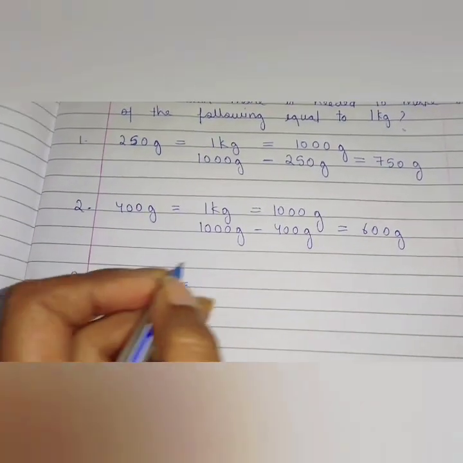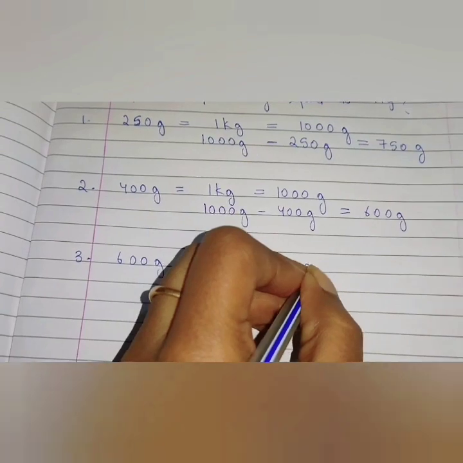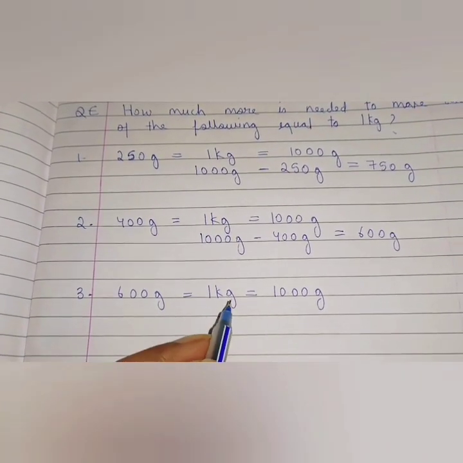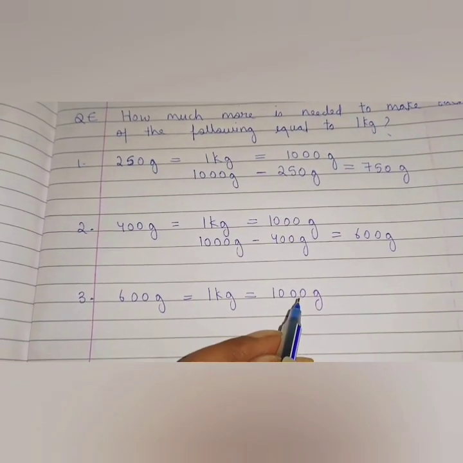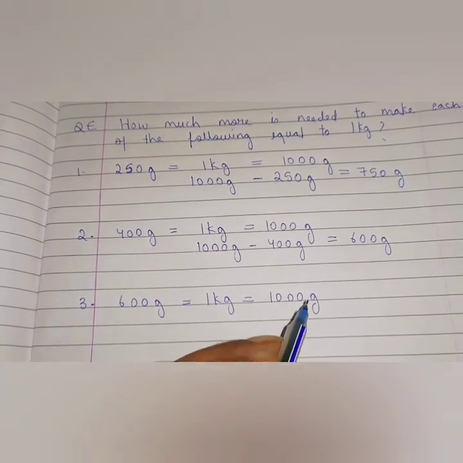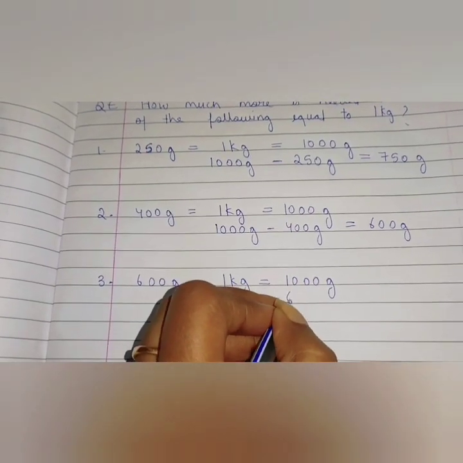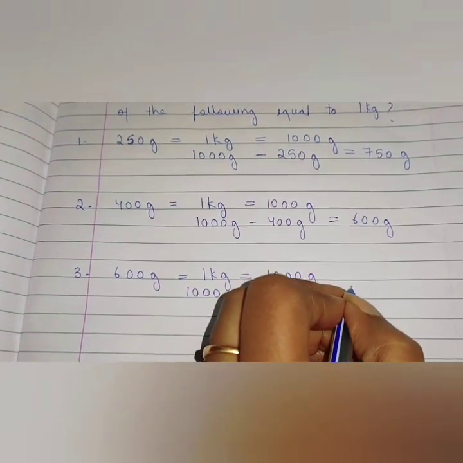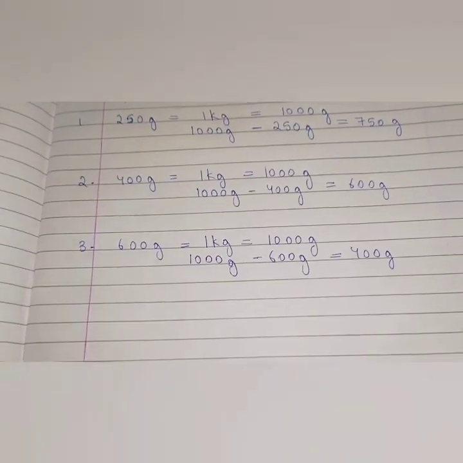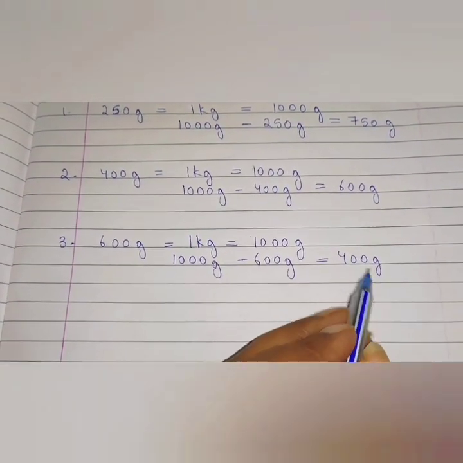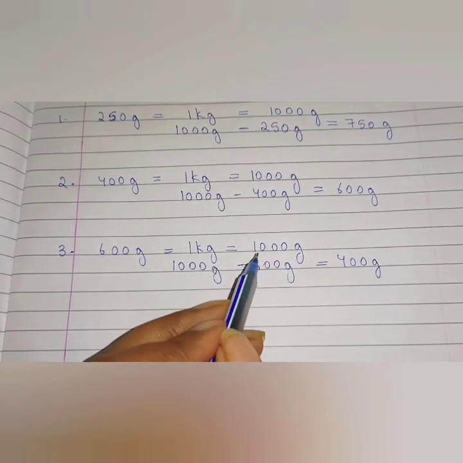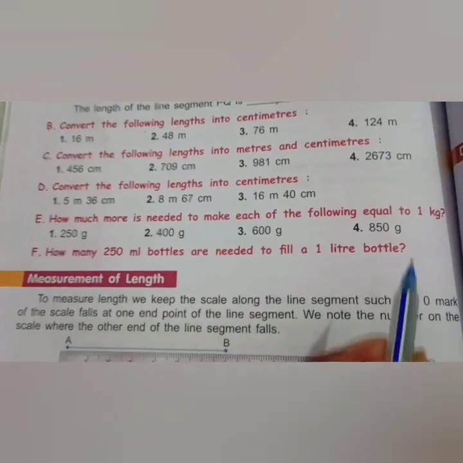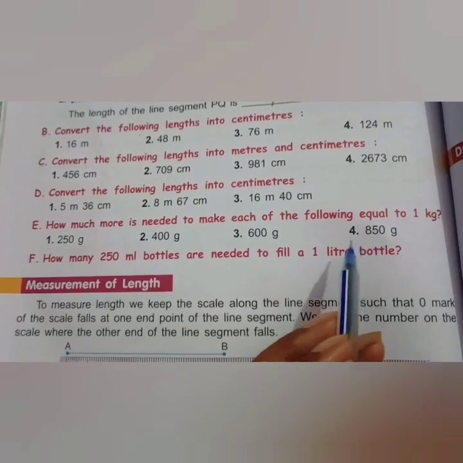600 gram. Students, we know that 1 kilogram is equal to 1000 gram. So, in 600 gram, how many grams we need more to make them equal to 1 kilogram, or we can say 1000 gram. So, for this, we will subtract 600 gram from 1000 gram. So, 1000 gram minus 600 gram. Students, 1000 gram minus 600 gram will give you 400 gram. That means if we add 400 gram to 600 gram, it will give you 1000 gram, which is equal to 1 kilogram. So students, 400 gram, this is your answer. Students, question number 4, 850 gram, this is your homework. This you have to do by yourself.